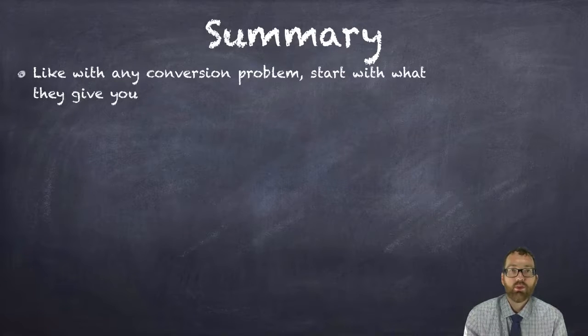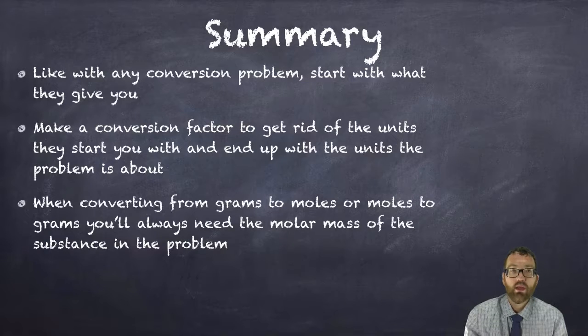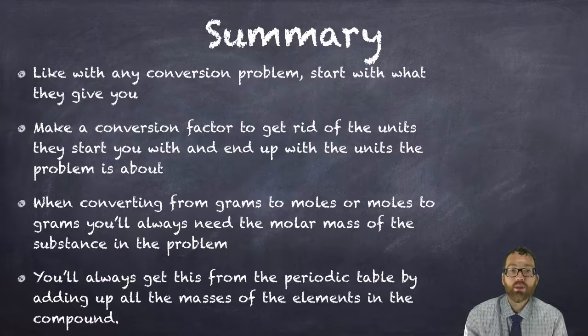So like any conversion problem, always start with what they give you. They have to give you some information in the problem to start with. You're going to make a conversion factor that's going to get rid of the units that they start you with and end up with the units that the problem is asking you to solve for. And when converting from grams to moles or moles to grams, you're always going to need the molar mass of the substance that is in the problem. You'll always get this from the periodic table by adding up all of the masses of the elements in the compound.